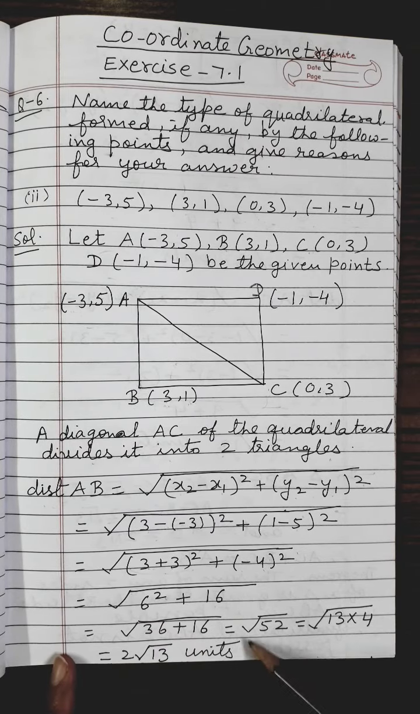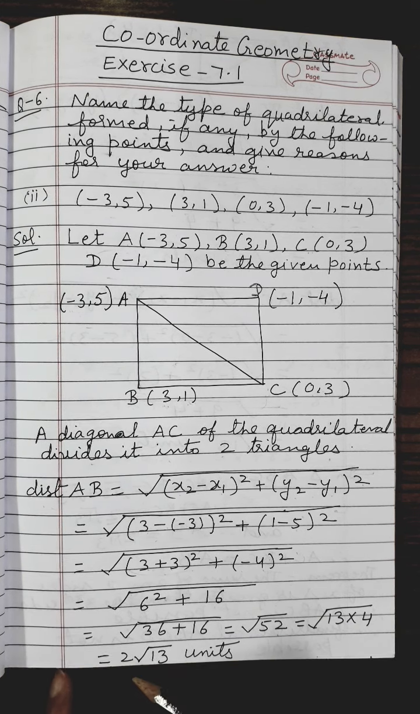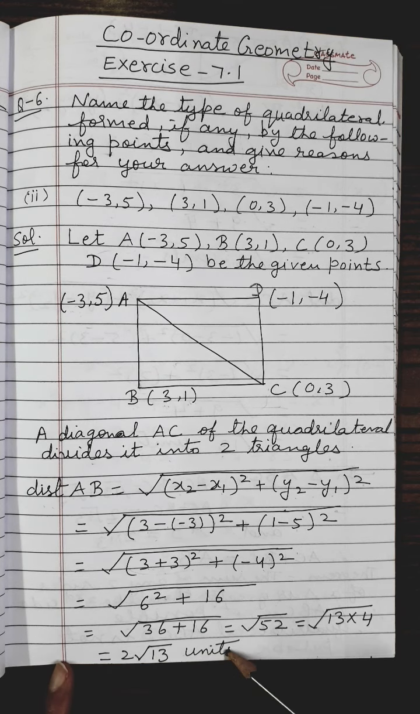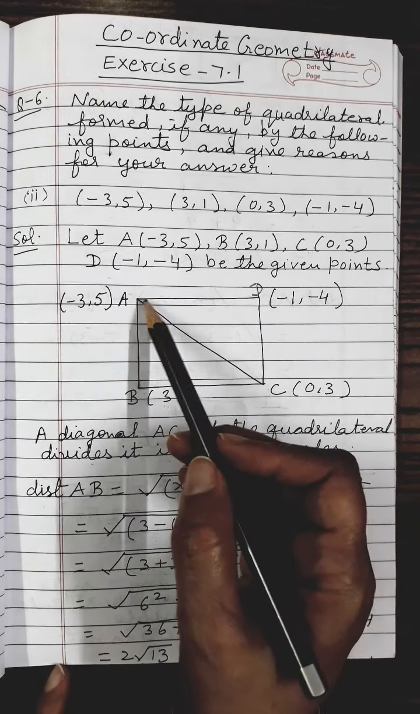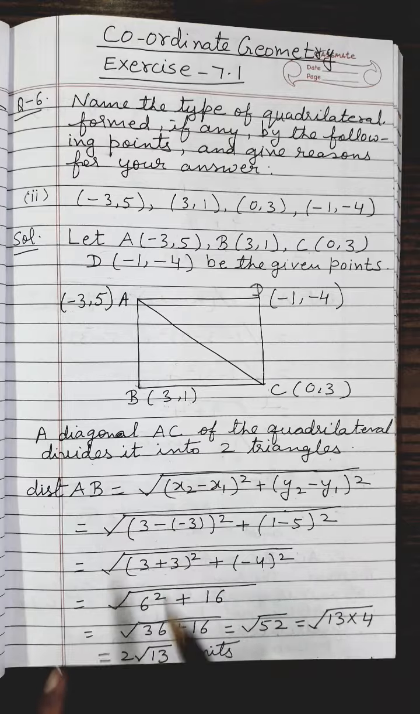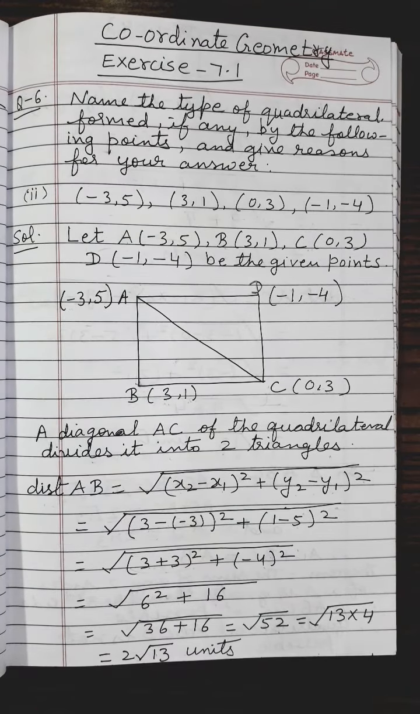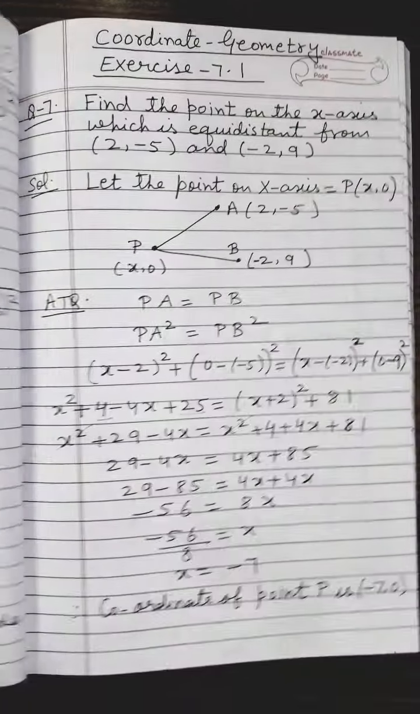36 plus 16 gives you root 52. So this is factorization: 13 into 4. Square root of 4 is 2, so it will come out from the square root sign. So you will get 2 root 13 units. Means the length of the side AB of this triangle ABC is 2 root 13 units. So this was your length AB.